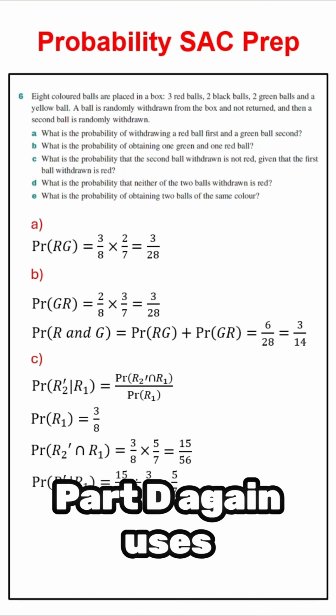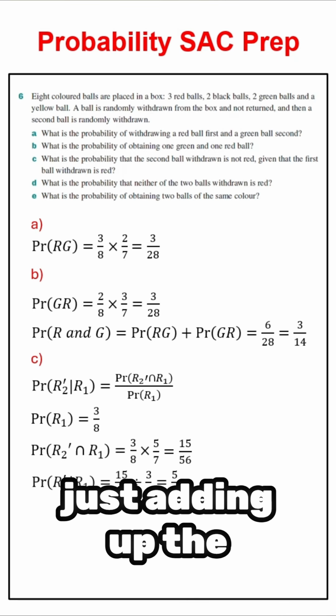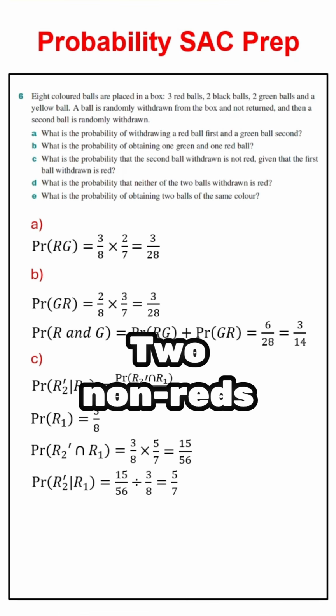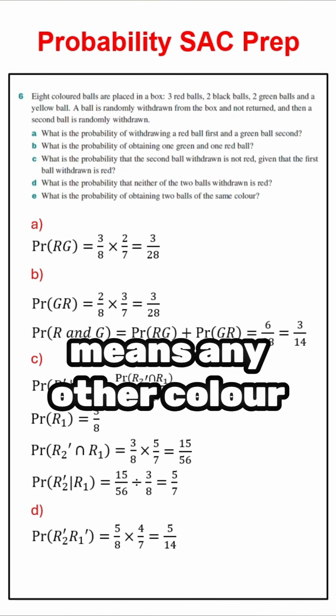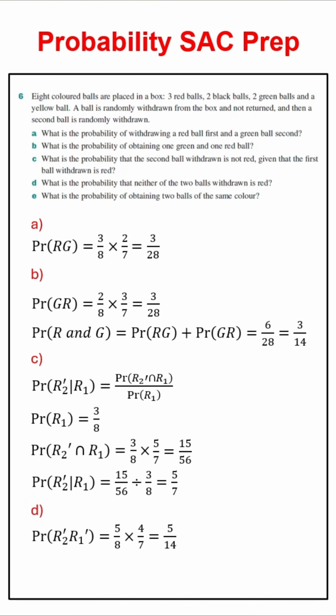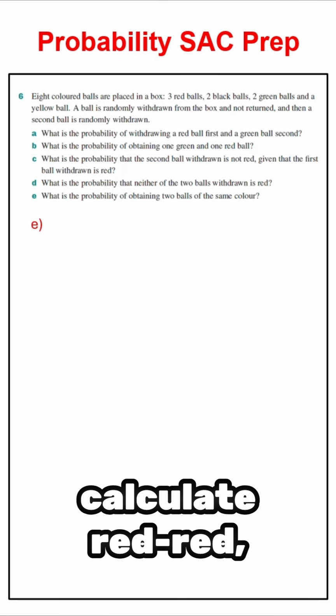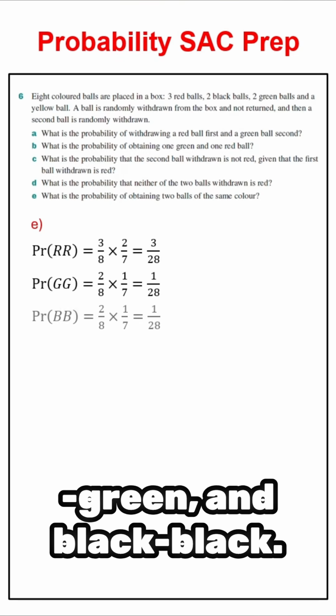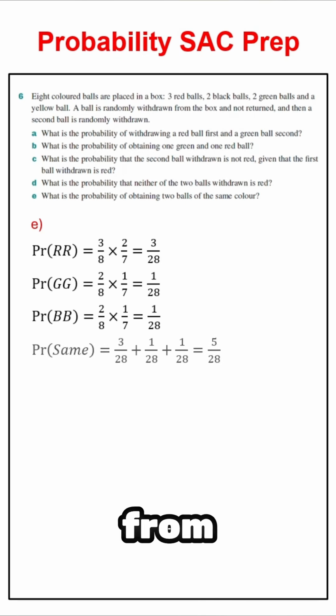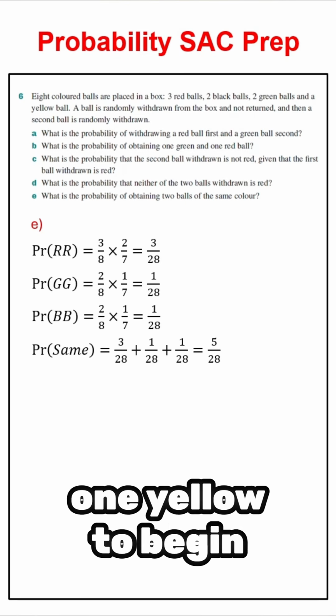Part D again uses the same tactic of just adding up the other color probabilities. 2 non-reds just means any other color times any other color. And finally, part E is going to be the most annoying. You just have to calculate red red, green green, and black black. Yellow is exempt from this since there's only 1 yellow to begin with.